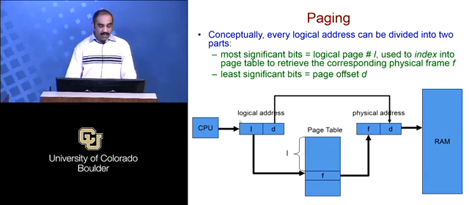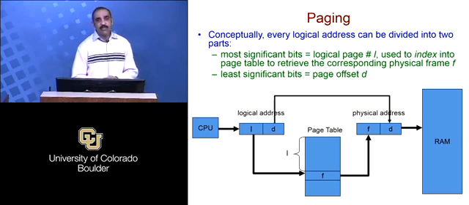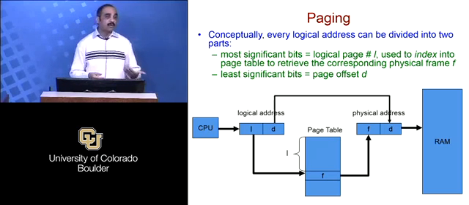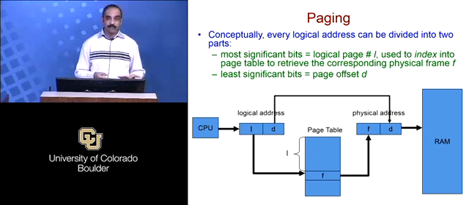Given a logical address, all you have to do is look at the first few bits, which give you the page number. Now take that page number and index into the page table. That will give you the frame number. Then you take the offset and put it alongside the frame number, and this gives you the physical address. Is that clear? So you can do this very fast, because you're choosing page sizes which are powers of 2.